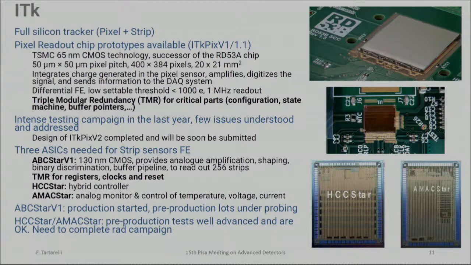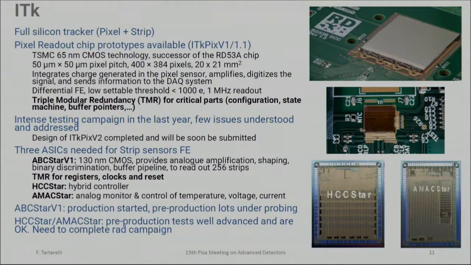There has been an intense testing campaign in the last year of the chip. A few issues have been understood and addressed, and so soon version 2 of this chip will be submitted. The silicon strips require three chips. The first is called ABC Star, which is done in this technology and provides analog amplification, shaping, binary discrimination, and a buffer pipeline. And again here there is triple modular redundancy for the registers, clocks, and reset. And then the other two chips that you can see here: one is a hybrid controller and the other one does analog monitoring and control of temperature, voltage, and current.